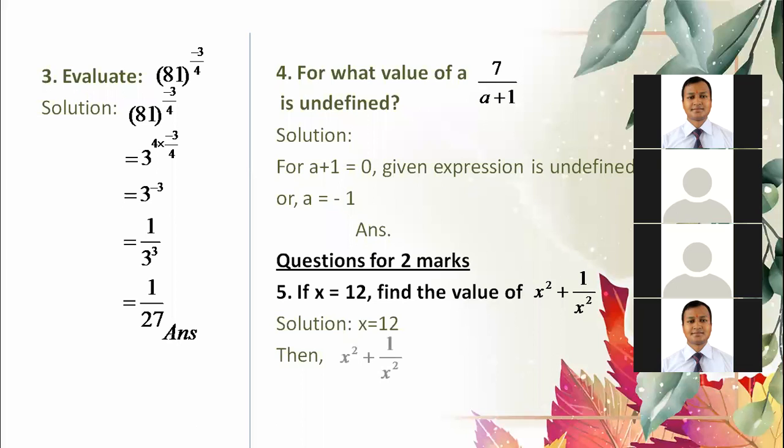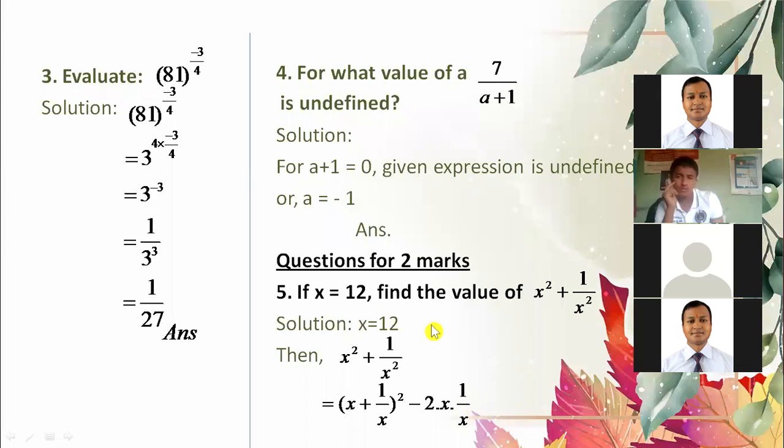So here we have to use the same formula: x square plus 1 by x square means (x plus 1 by x) whole square minus 2 into x into 1 by x. We use the formula of a plus b. Is it clear? Yes, sir. Okay. And now this x and this x, these two are cancelled from numerator and denominator. The remaining value is (x plus 1 by x) square minus 2 into 1. It is 2 only.